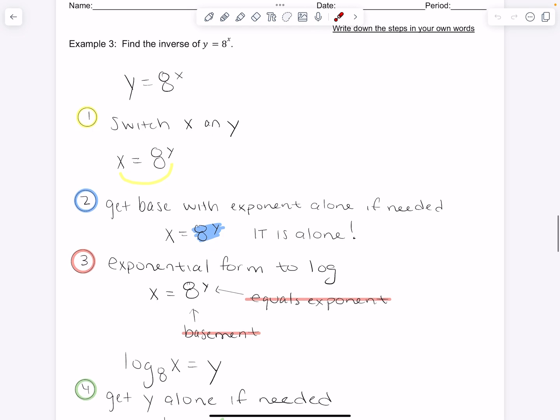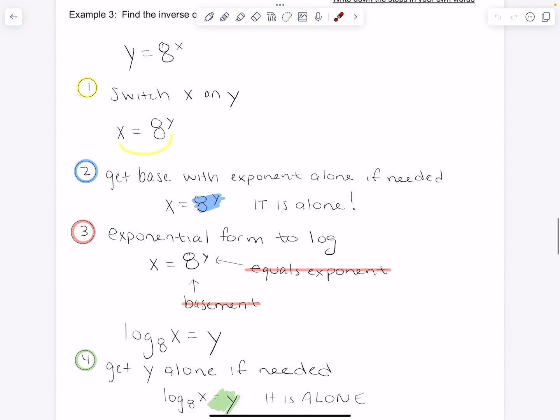My step 2, get the base with the exponent alone if needed. So this is my base and exponent, my base of 8, my exponent of y. It is alone, so this step I get to skip for this problem because there's nothing being added or subtracted over here on the end. So I've got x equals 8 to the y.